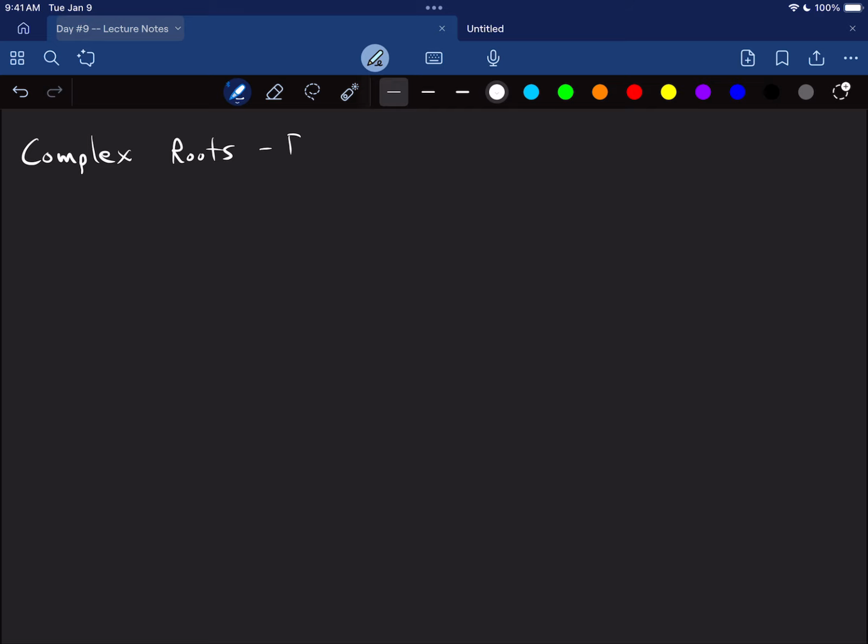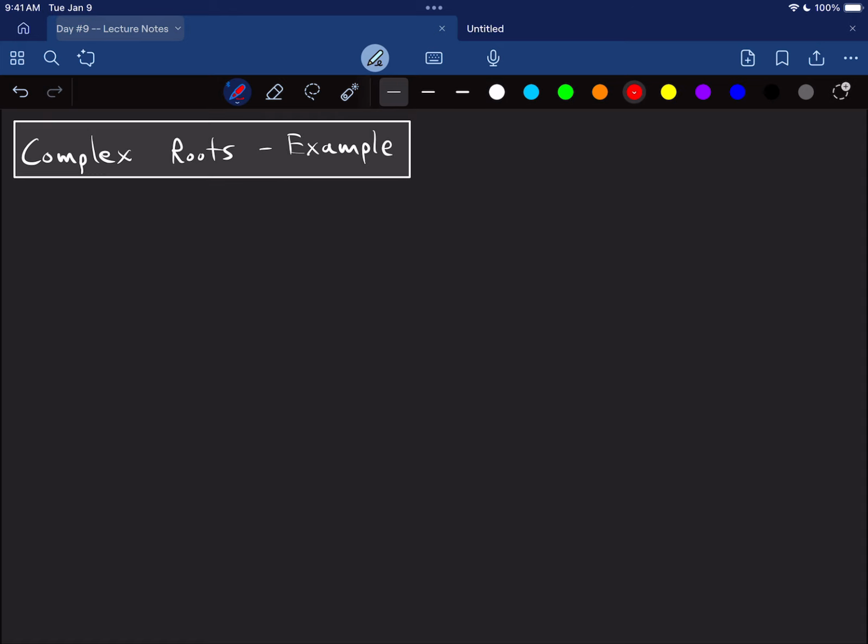We'll do one more complex roots example. Then we'll do one scary looking but fun example. And that'll be it. In this one, b is not going to be 0, so I will have a y prime term. Just like before, r squared minus 6r plus 25 equals 0.